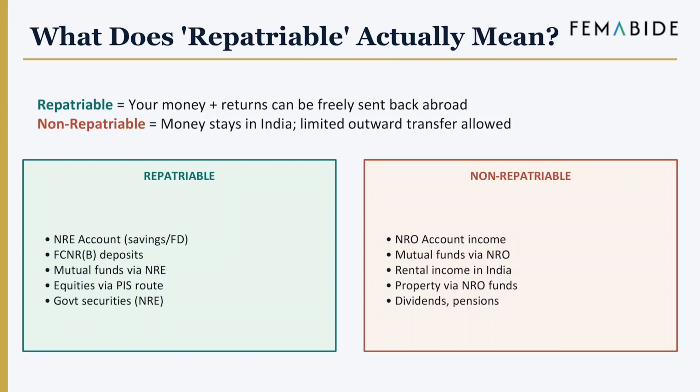Types of repatriable versus non-repatriable investments. Under repatriable investments, the following are included: NRI accounts, both savings and fixed deposits, FCNR deposits, mutual funds invested through NRI accounts, equity investments through the PIS route, government securities funded via NRE. Under non-repatriable investments, we have income held in NRO accounts, mutual funds via NRO, rental income earned in India, property purchased using NRO funds, dividends and pension income. This classification is not optional, it is defined and enforced under FEMA.